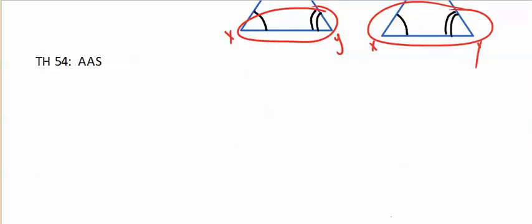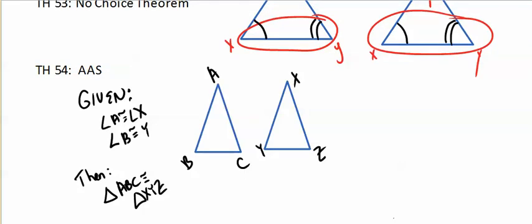The second theorem we will talk about is angle-side-angle. Angle-side-angle is a theorem that proves the two triangles are congruent. And the reason it does this is based on the no-choice theorem. If we're given two angles and a side, not included, it will prove the triangles congruent.